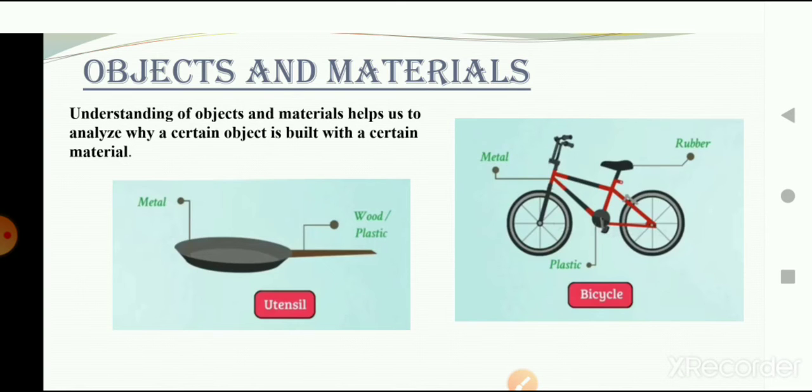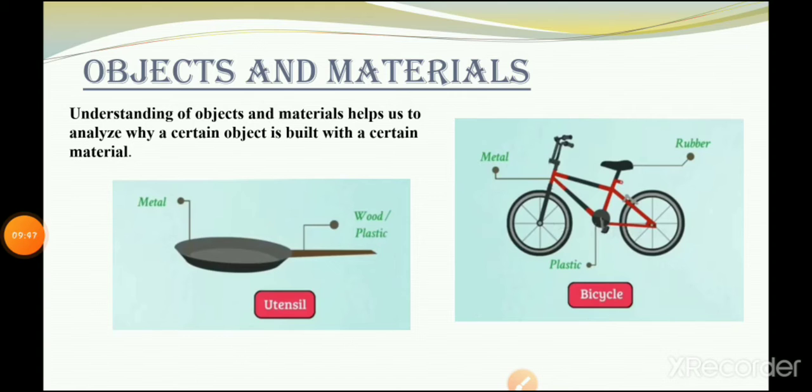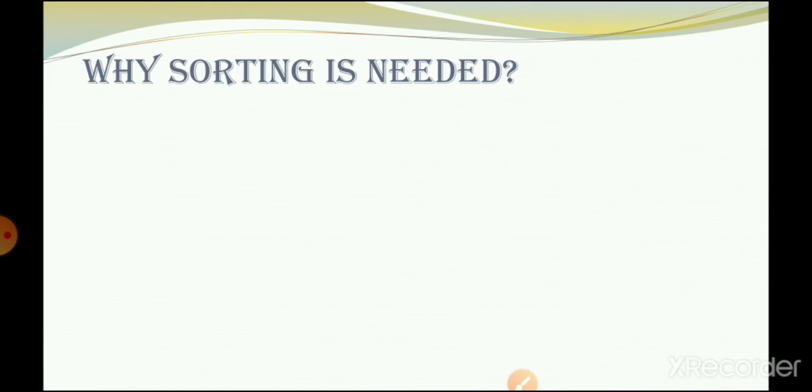Okay, now let's move on further. So these were what is an object and what is a material, and why a specific material is required for a specific object. Now let's discuss why sorting is needed.